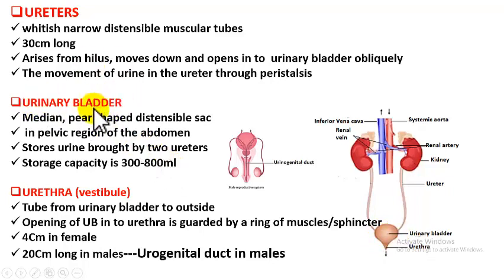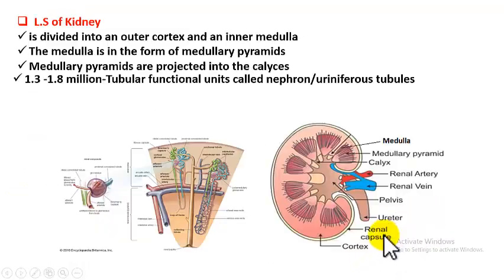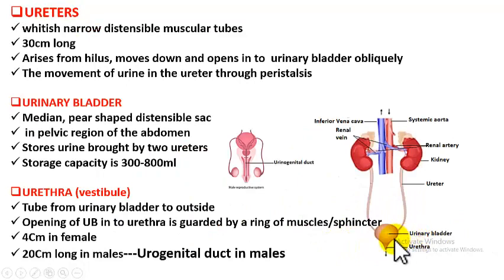Now this urinary bladder is a very important structure in the excretory system, because the urine formation is a continuous process. 24/7 the urine formation is going on. If this storage structure is not present, we have to pass urine all the time. Understood? So if this structure is not there, urine formation continues, and without storage we would have to continuously pass urine. Understood, students? So that is the importance of urinary bladder.